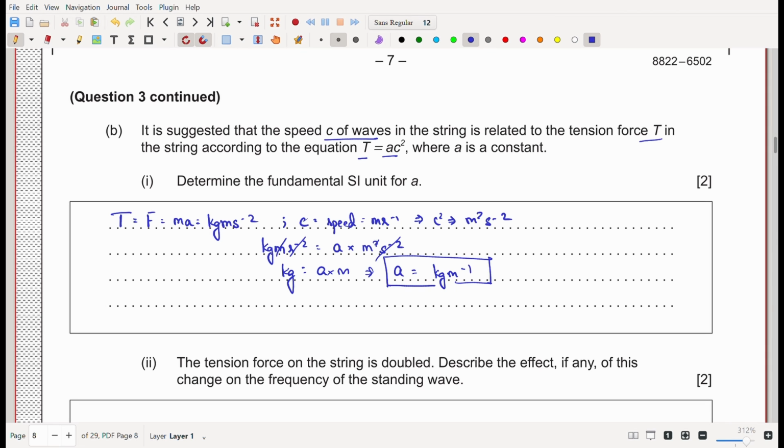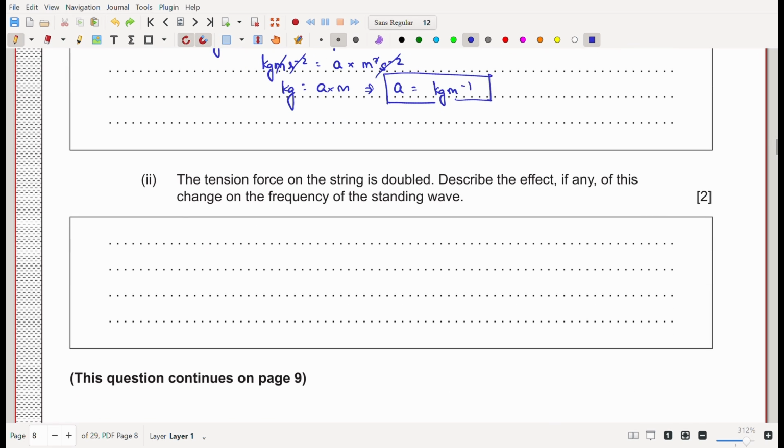And that's it. Now, if any of you know the dimensional formula, which is M L T power minus 2 is equal to A times M squared T power minus 2, you could also do it the same way, but you'd get the same result either way. But this is the method that IB uses, so just go ahead with that. Moving on to part 2.